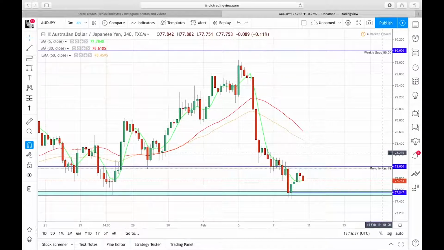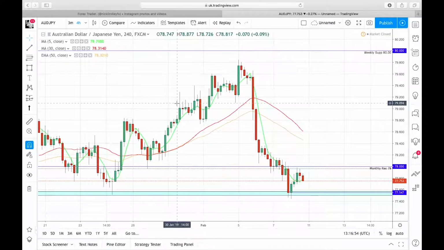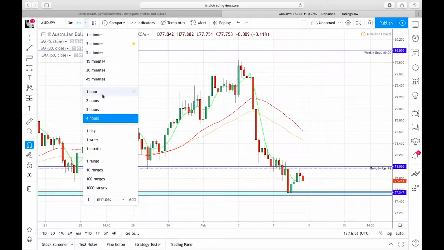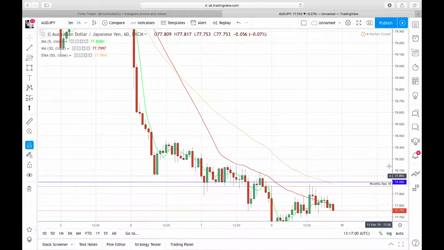My long bias will be invalidated, and it will be the case of sitting back and watching price over the course of the few weeks to establish a new potential setup. However, what I am looking to see on this pair for me to take an actual trade is, let's just go down on the hourly time frame here. We can see bearish trend structure a little more clearly.